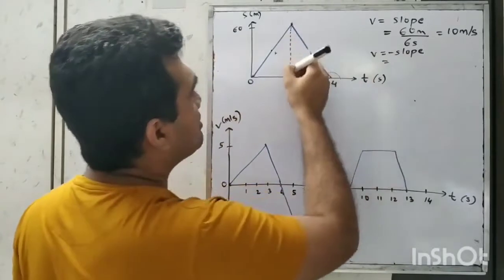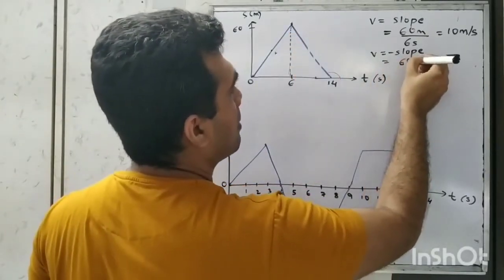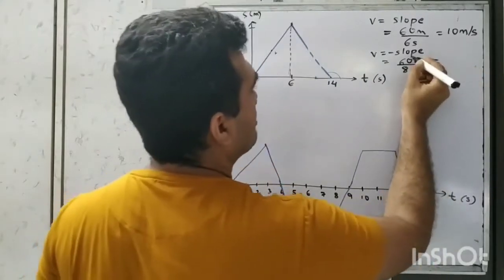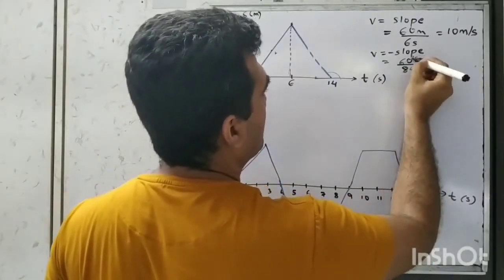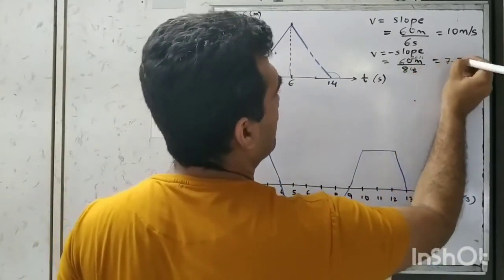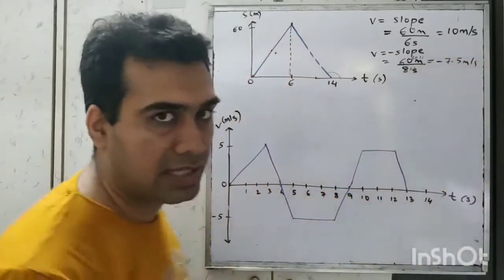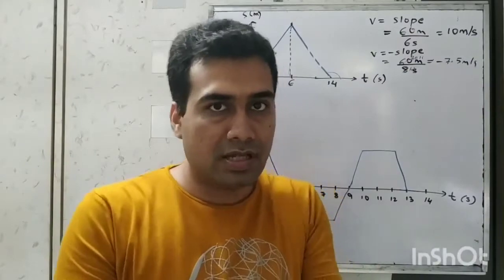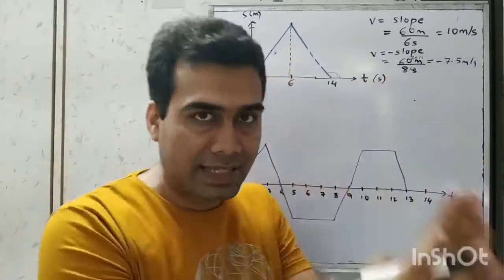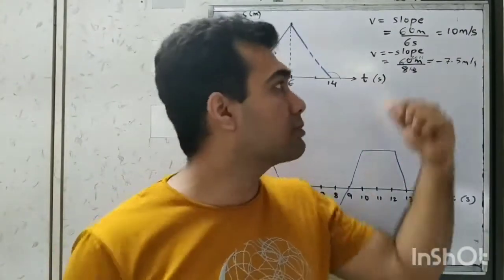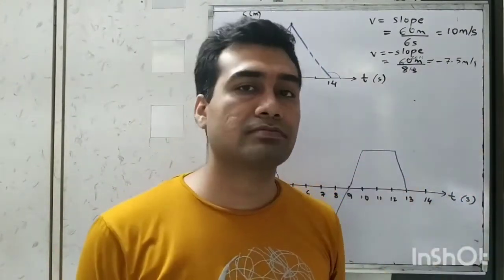So again, the height is 60 and this time is 8 seconds. We get the answer as 30 upon 4, 15 upon 2, 7.5 meters per second. In fact, it's minus 7.5 meters per second. So if they ask you what is the velocity from time 6 seconds to 14 seconds, the answer is minus 7.5 meters per second. Negative sign means it is moving towards the origin.